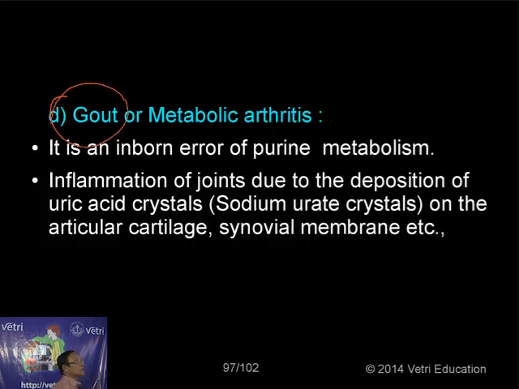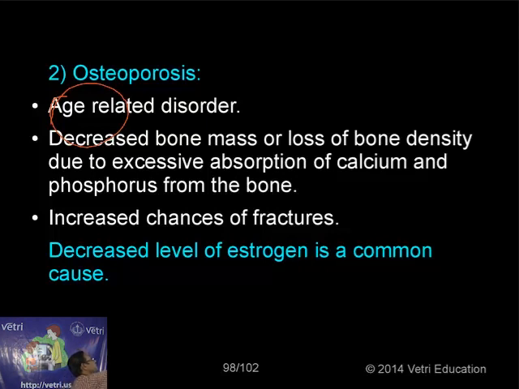So gout is caused mainly by a defect in uric acid metabolism, leading to the accumulation of uric acid in the form of sodium urate crystals deposited on the articular cartilage as well as the synovial membrane, causing inflammation, leading to gout. So it is an example for metabolic arthritis. It is due to the abnormal metabolism of purines like adenine and guanine. These are all arthritis caused by different reasons.